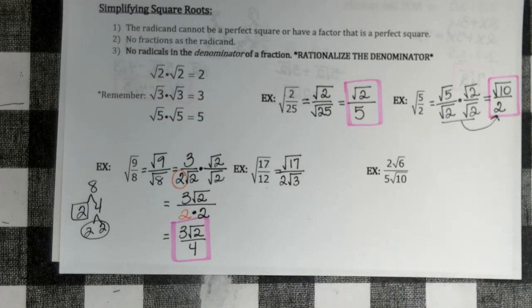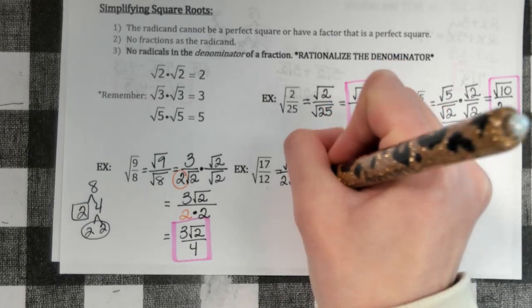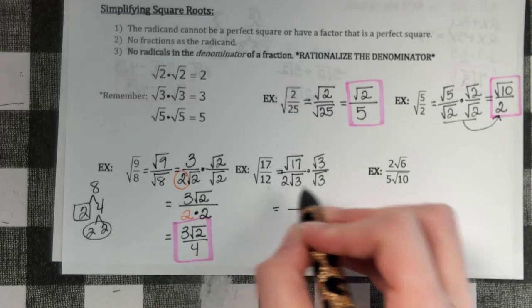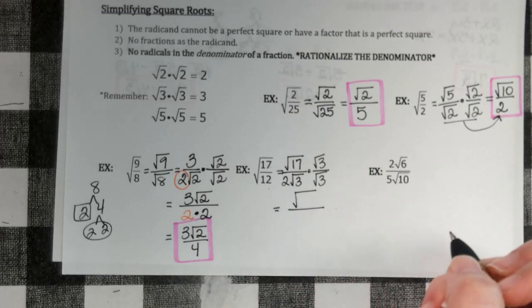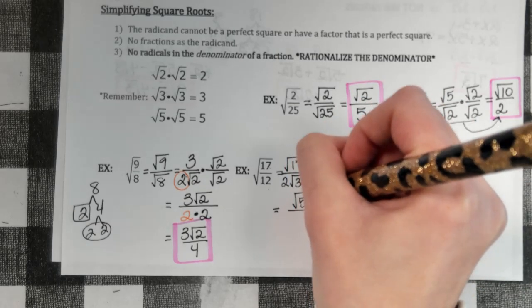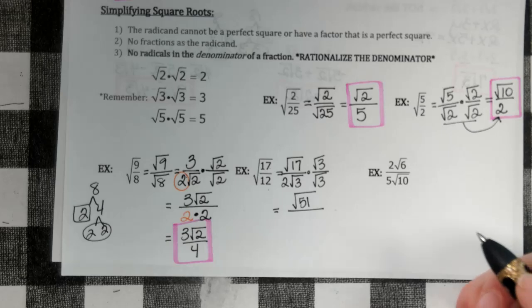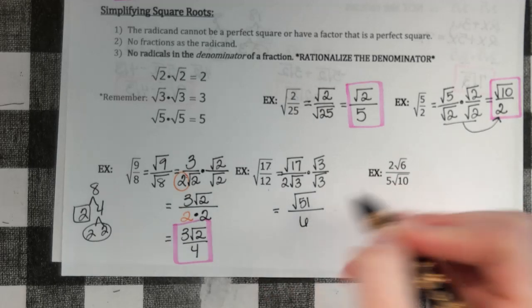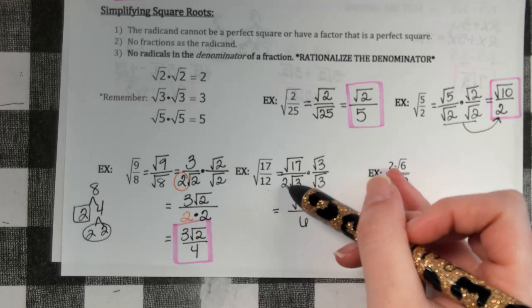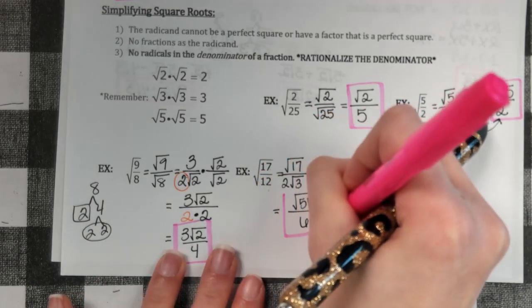So then what would I have to do? Multiply by the square root of 3. Good. And what's my answer? Not 2 over 6, because the square root of 3 times the square root of 3 is 3, times the 2 that's already there gives you your 6. So the square root of 51 over 6.